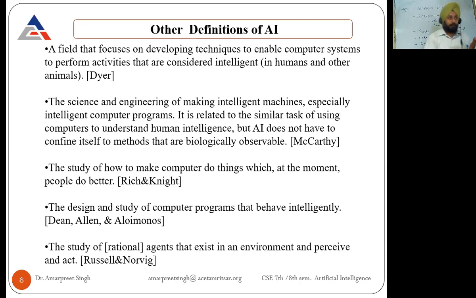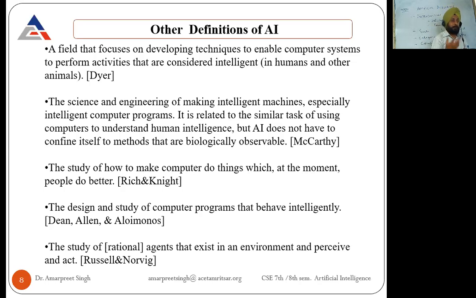So I will not speak now. I will stop here for a few seconds so that you may read all the definitions. Yes, just read all the definitions from the different authors. Richard Knight is there, Dean Allen is there, then Russell and Norvig. These are the authors who gave different definitions of artificial intelligence from time to time.